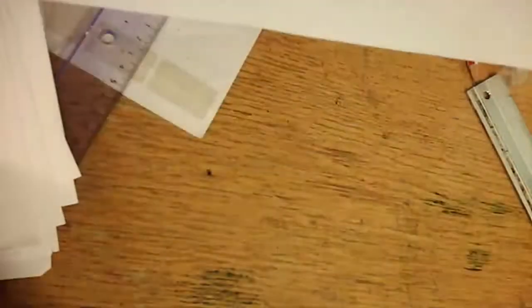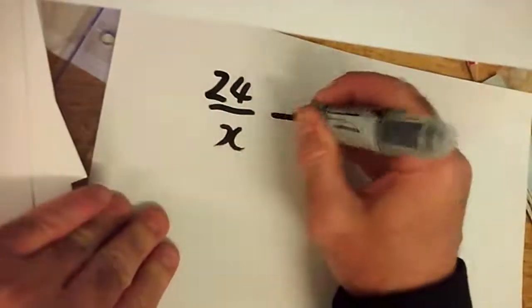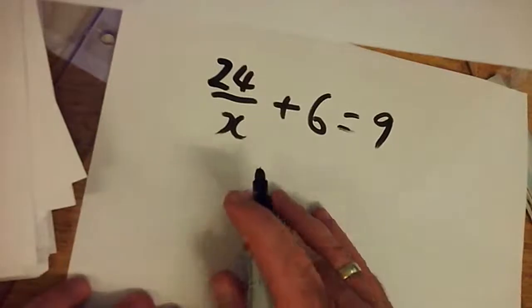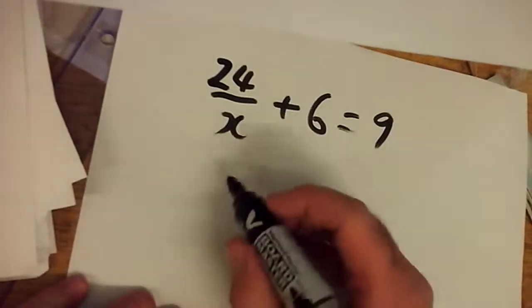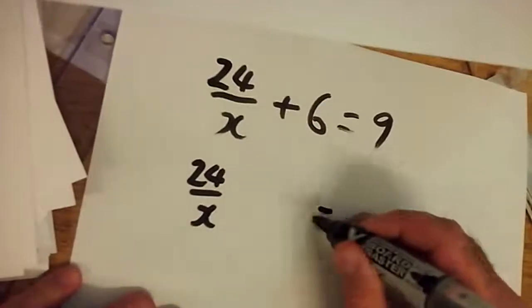Last question. 24 divided by x plus 6 equals 9. This is tricky because the x is on the bottom. I'm going to take away 6 from both sides to get 24 over x equals 3.